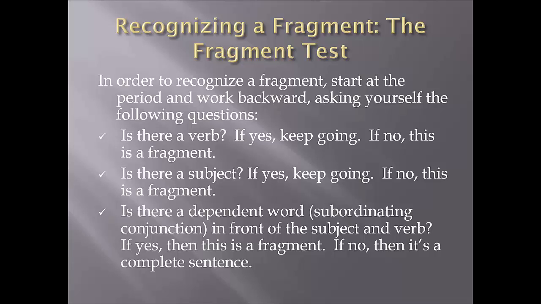Is there a dependent word, or a subordinating conjunction as it's known, in front of the subject and verb? If yes, then this is a fragment. If no, then it's a complete sentence. It may seem silly to work backwards in order to identify these elements. However, often when we write, it is difficult to recognize grammatical errors because the ideas make sense to us as the writer. If you work backwards, you are no longer looking at the ideas. You are only looking at the words on the page. Therefore, it is easier to identify grammatical errors.